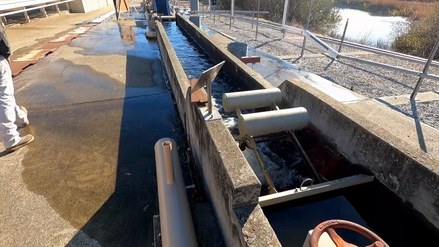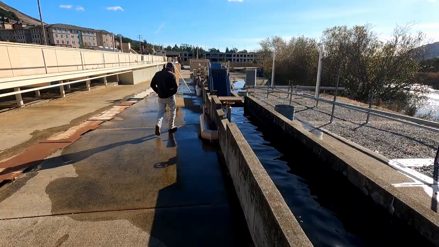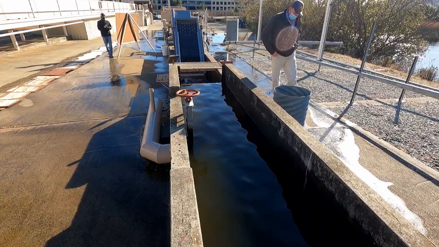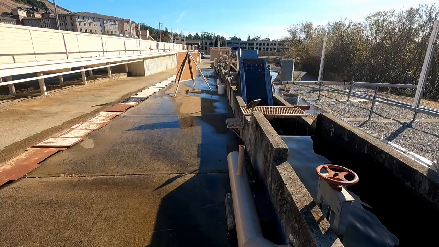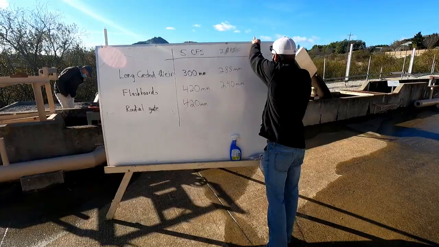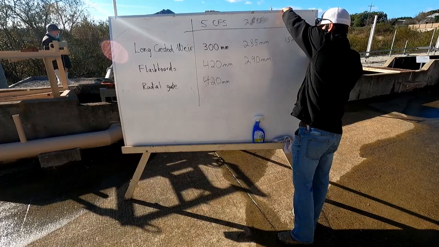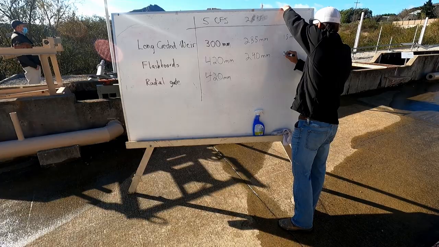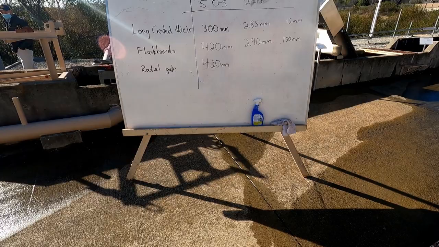Okay, we're going to be down here at the flashboards now. Kyle will do the checking on the flashboards. 290. Okay. Okay, so let's take a look at where we are on the whiteboard here. So the Long-Crested Weir has a 15 millimeter difference. The next one is 130, huh? It's 130, right? Yeah. Don't ever forget that one. Okay, and then we'll see what happens with the sluice gate.